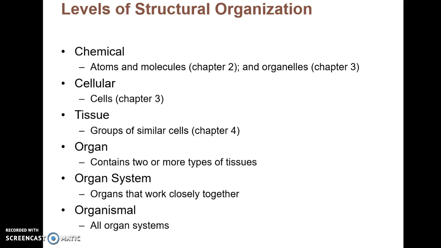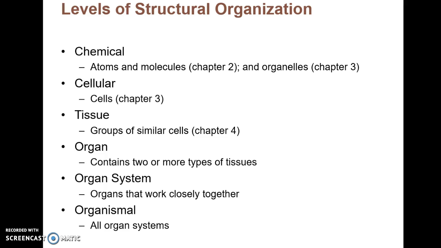Chemical would include atoms, molecules, and organelles. In chapters 2 and 3, we'll speak about those a little bit more in detail. Those atoms, molecules, and organelles come together and form cells, which will be your next level. We'll go into more detail about those in chapter 3. A group of similar cells will form a tissue. A group of 2 or more tissue types will form an organ.